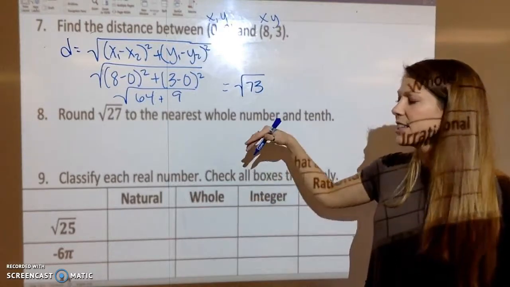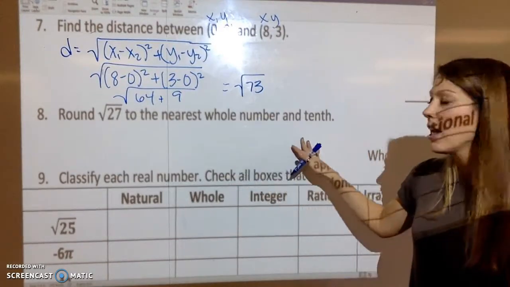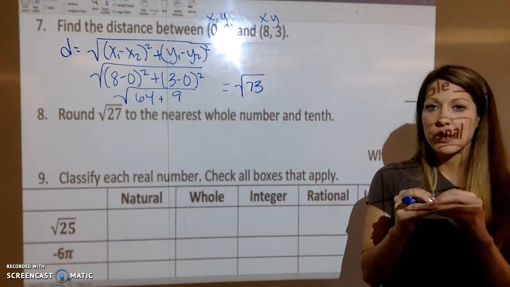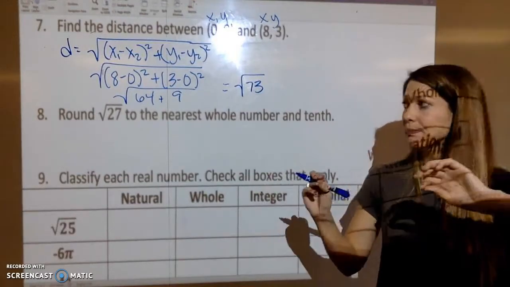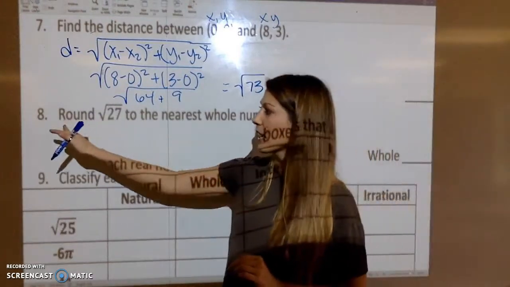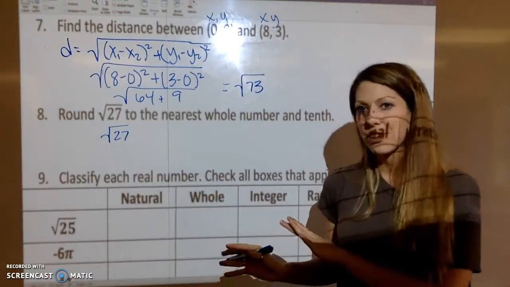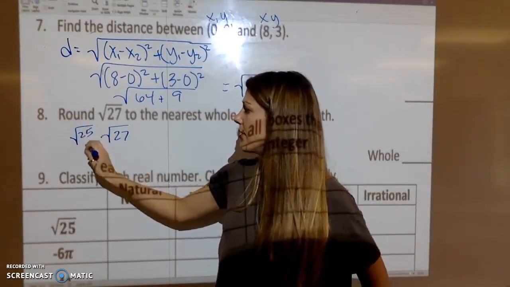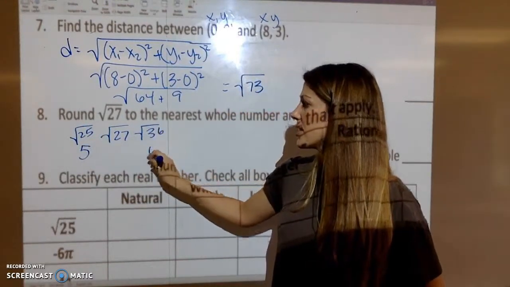Now, if it did ask to round it to the nearest whole number or round it to the nearest tenth, let's talk about how to do that with number 8. So remember, if we want to round the square root of a number to the nearest whole number without a calculator, we need to think of a perfect square that comes before the square root of 27 and a perfect square that comes after the square root of 27. So we have the square root of 25, which is 5, and the square root of 36, which is 6.